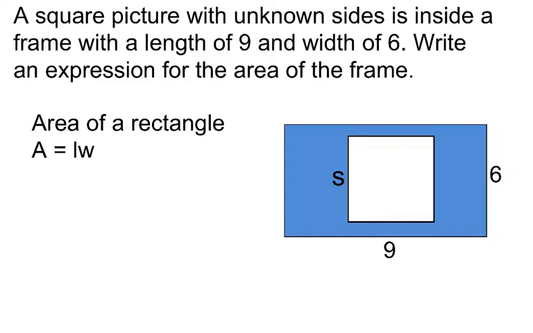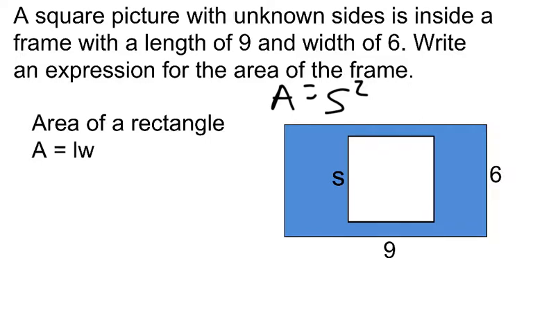A square picture with unknown sides is inside a frame with a length of 9 and a width of 6. Write an expression for the area of the frame. Well, we know that the area of a rectangle is the length times width. We also know that the area of a square is the side squared. Because we don't know the side, we can use an x for our variable, or we can just use an s for the variable for the side.